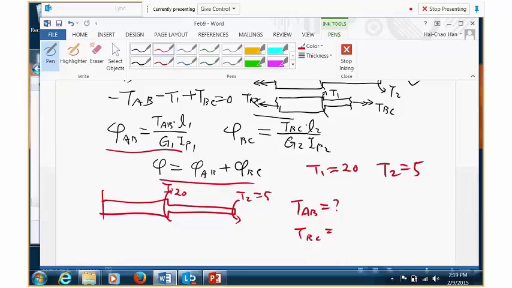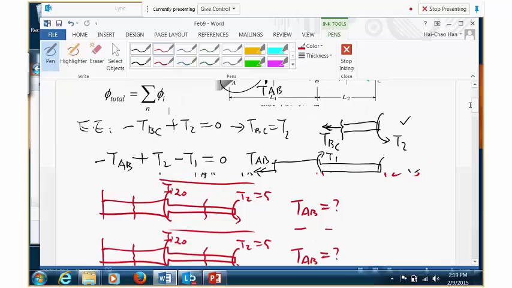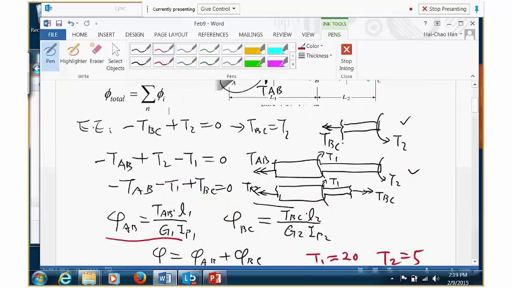How do you find out TAB and TBC? You make a cut, right? What we just did. So you make a cut here, make a cut here. All right, so that's what we have here. So for the first one, you know this one equals 5. So what's TBC? Equals 5, positive 5. That means this part gets a positive rotation, 5.